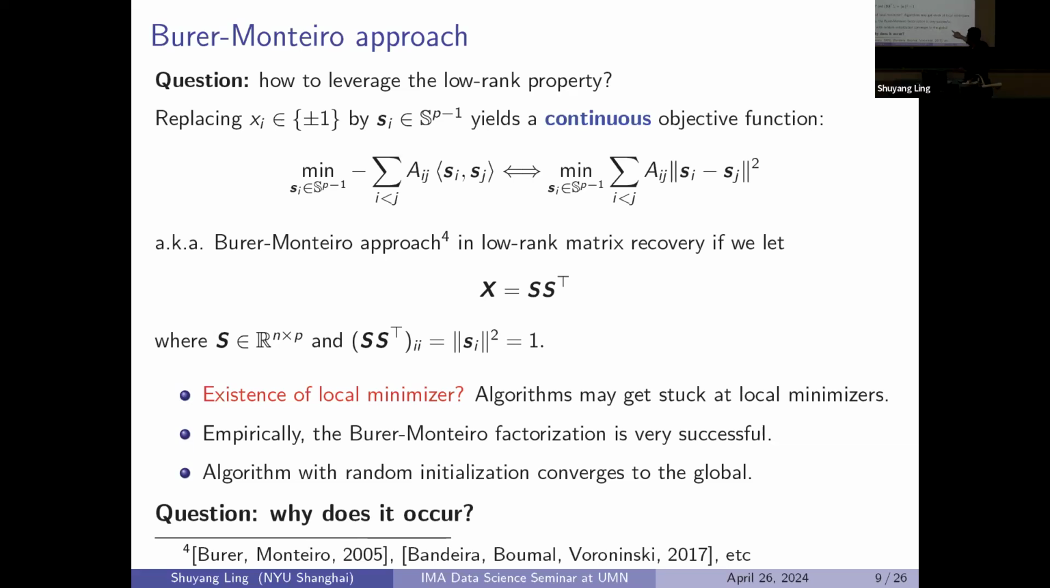Okay, but in fact, in practice, the Burer-Monteiro factorization works very, very well. Even with random initialization, it performs almost as well as the SDP relaxation. Just randomly draw an initialization, I do gradient descent on this manifold, and it converges to the global minimizer. So that actually leads to theoretical questions: why does it happen?